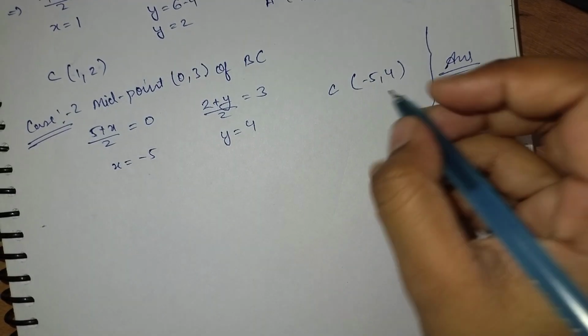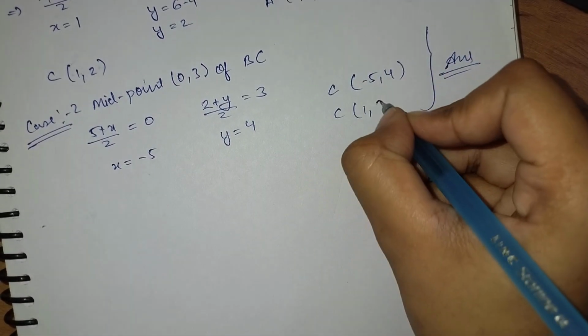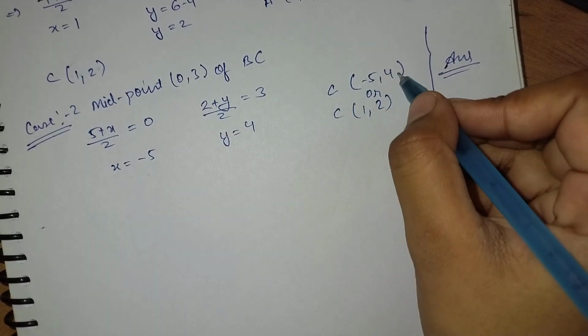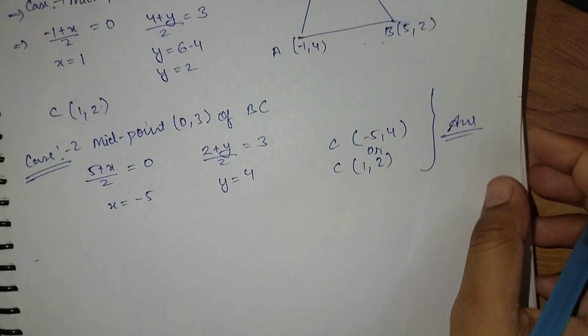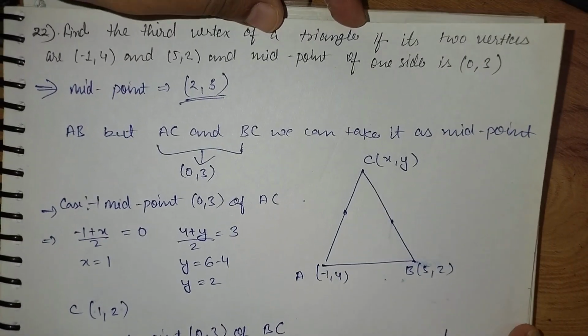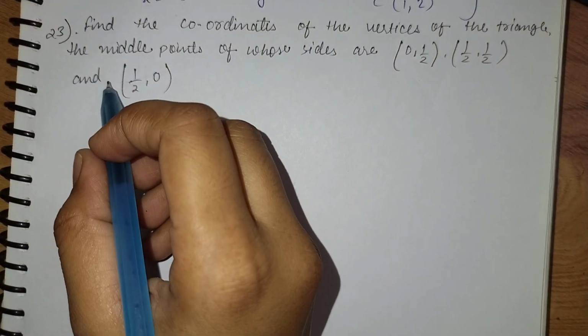Means these two answers will arise here: C is 1 comma 2 or C is minus 5 comma 4 as the coordinates for this question. Hence this is what we have to find, and this is the final solution of question number 22. Now let us solve question number 23.